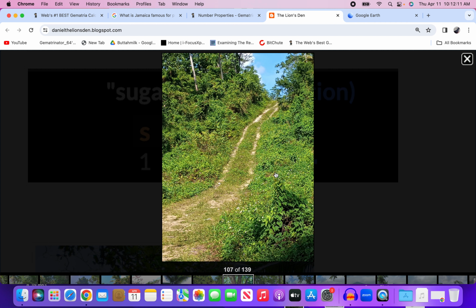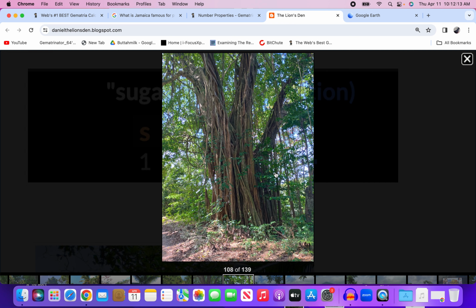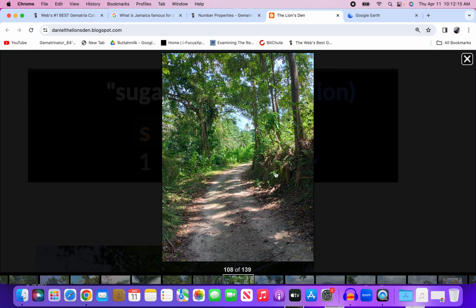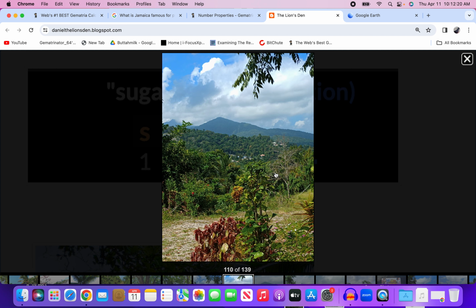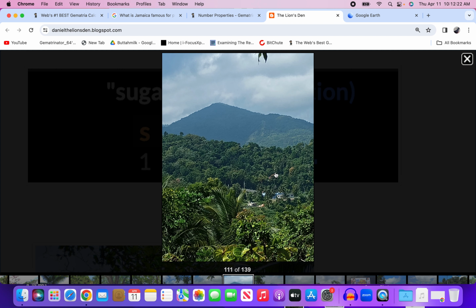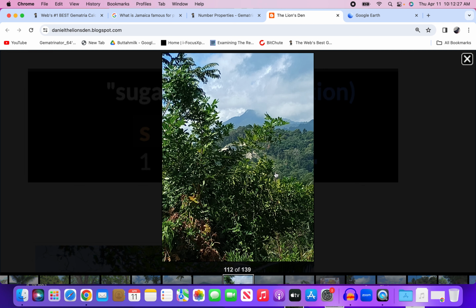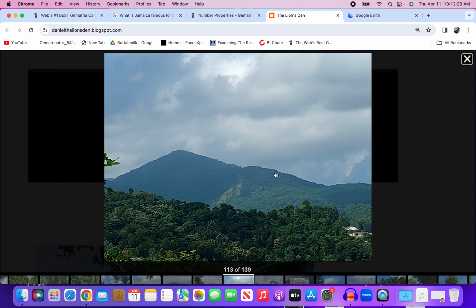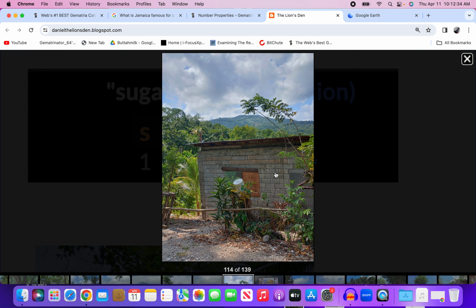Coconut trees. Beautiful trees here. Beautiful mountains here, the Blue Mountains. Look like a pyramid. Another one, kind of looks like a pyramid there. Who knows what's underneath these mountains? Jamaica's full of caves and limestone, so could be a lot going on underneath there.